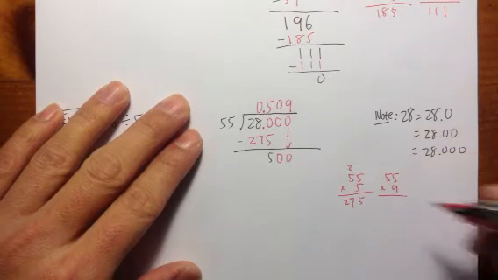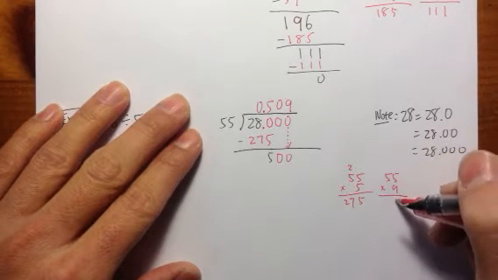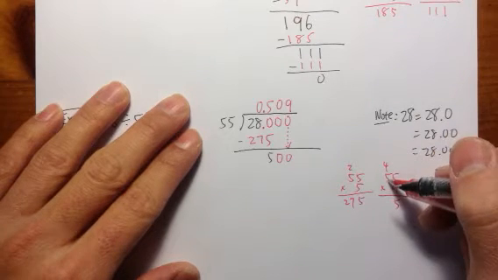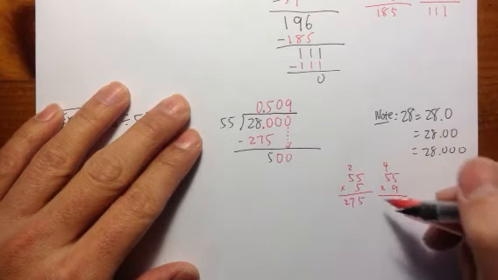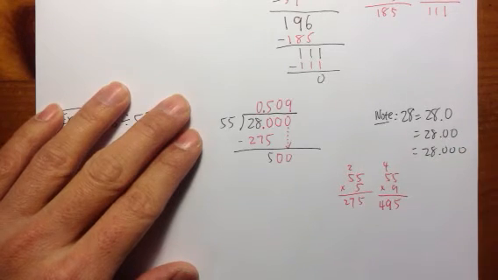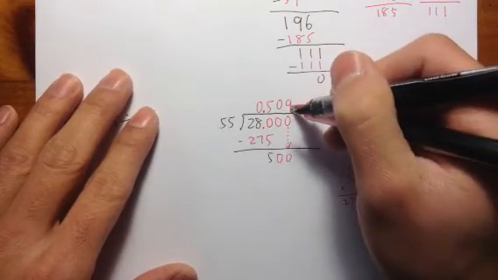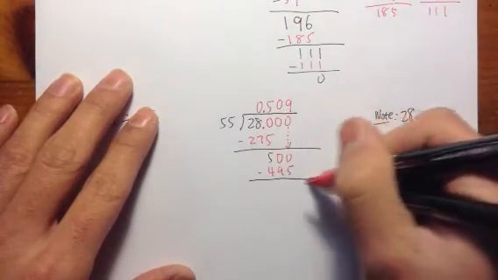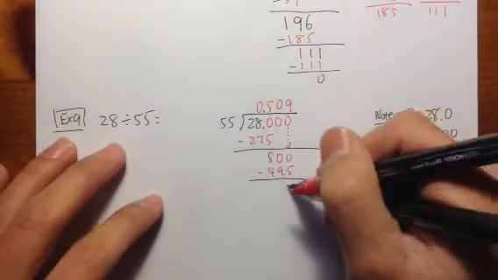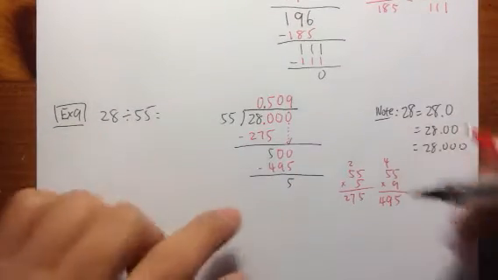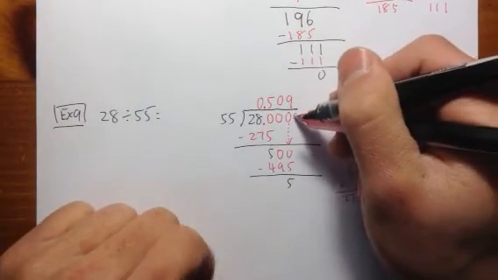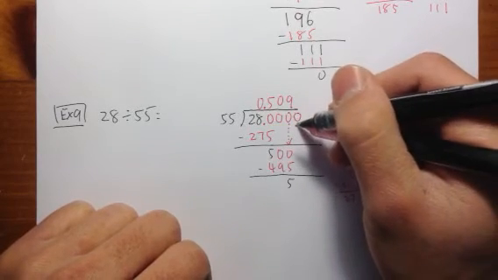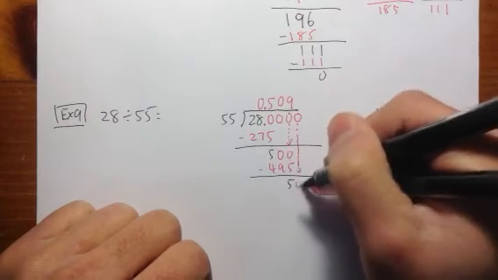55 times 9. 9 times 5 is 45, with a 4 carried over. 9 times 5 is 45, and plus the 4, it's 495. So 9 times 55 is 495. Subtract, and notice that you end up with a 5 again. Well, to continue, I need to add another 0 right here, right after the decimal point, and I can bring down this 0 here.